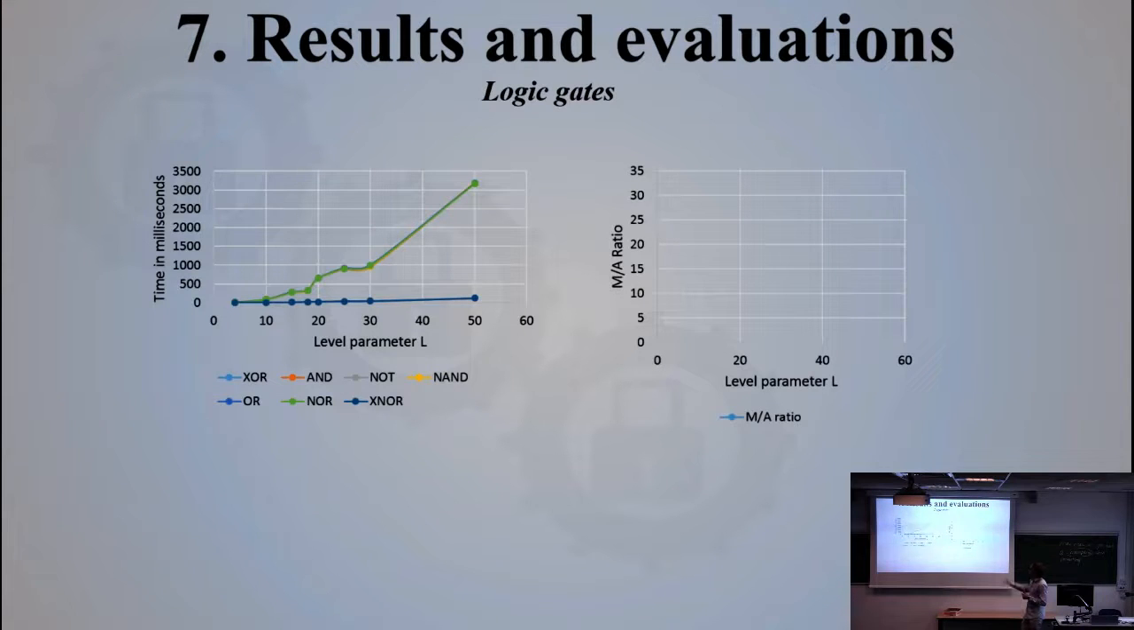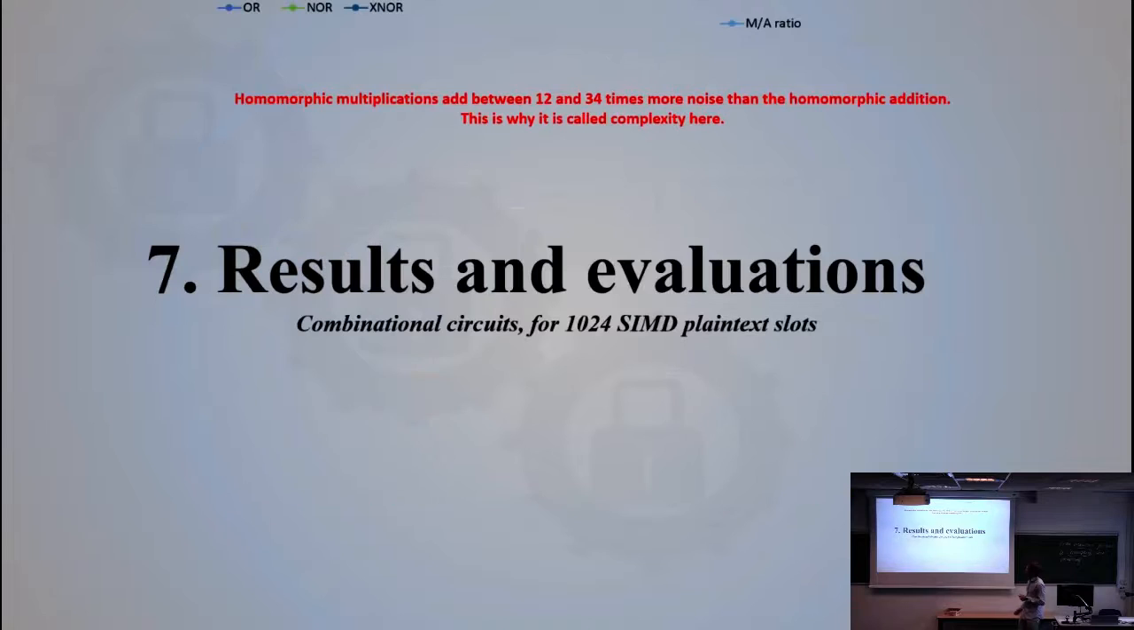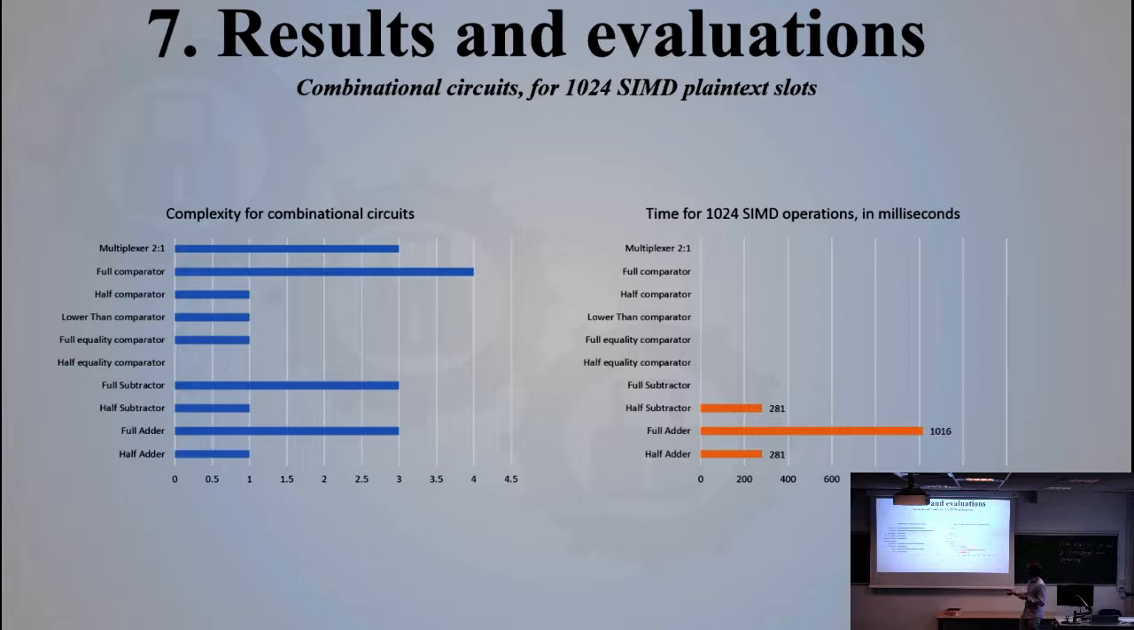So this is a quick plot of the M2A ratio. The M2A ratio is the time needed for the multiplication operation to complete, divided by the time needed for the homomorphic addition to complete. And as you can see, the multiplication took between 12 and 34 times more time than the homomorphic addition. So from now on, we'll call it complexity, because all the complexity is related to this homomorphic multiplication, mostly.